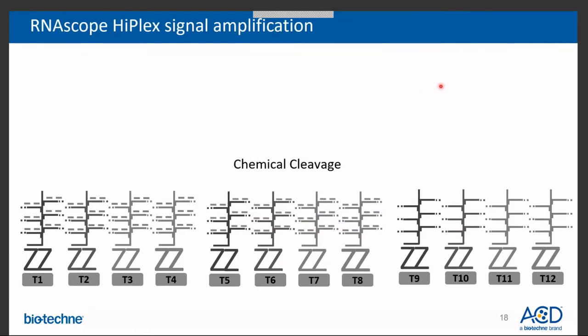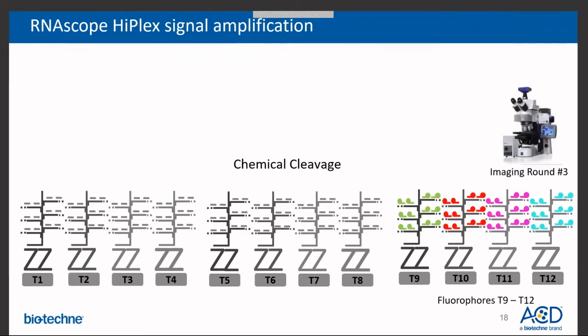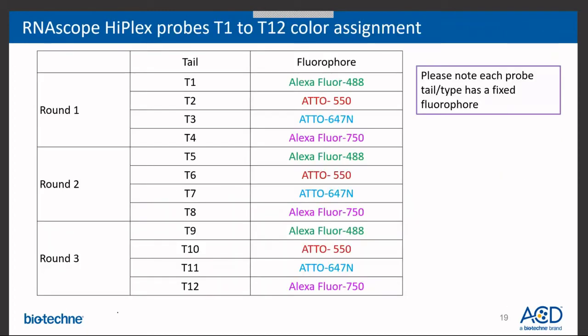So to detect the final set of 4 probes, if you're doing a 12-plex, if you're doing an 8-plex, you're done already at this point. But to detect 12 targets, you do that once more. So cleavage snips away the fluorophore and washes it away. You re-fluorophore now, T9, T10, T11, and T12 probes have been detected with fluorophores. Take images from round 3 of this staining, and you're done.